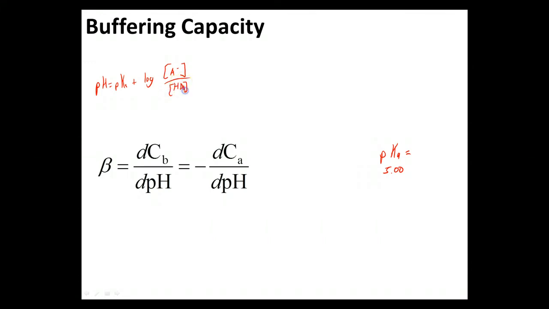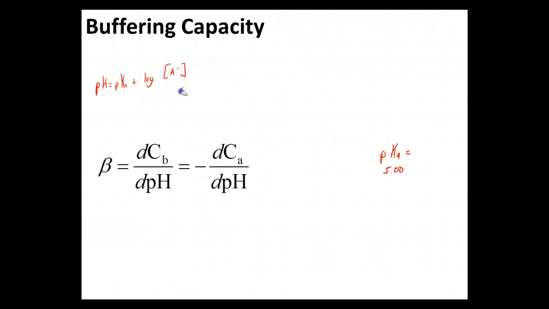And so if we have a 50-50 mix, which is what happens at the pKa, then this fraction will be the number 1 overall, the same number divided by that number. Log of 1 equals 0. So it'll be at pH equals pKa.